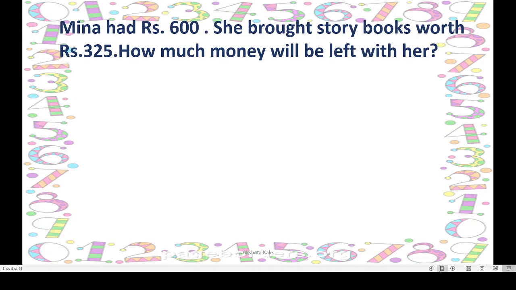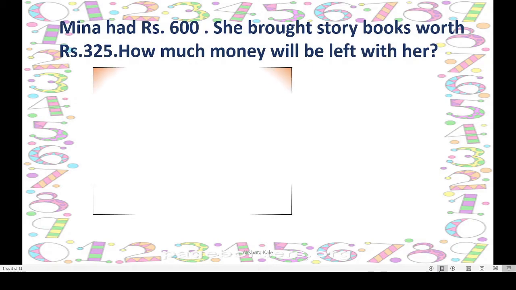This is our second sum. Meena had rupees 600. She bought storybooks worth rupees 325. How much money will be left with her? Yes, try to understand the sum. Meena, a girl, had rupees 600. She purchased some storybooks and she paid rupees 325 to the shopkeeper. Now we have to find out the amount left with Meena.